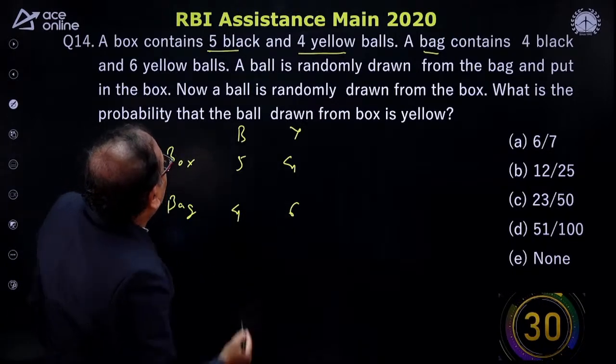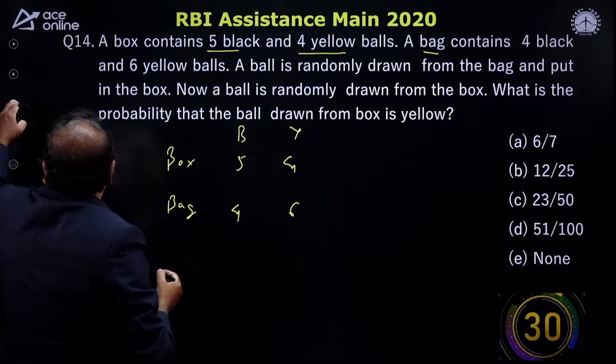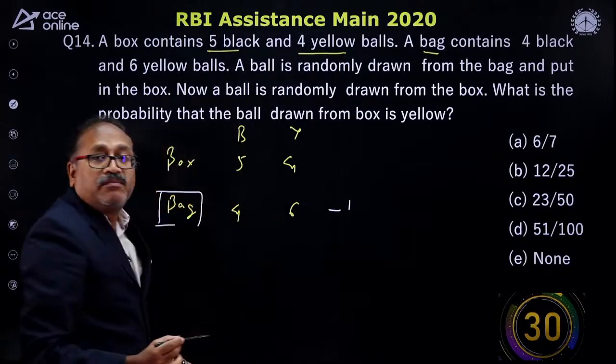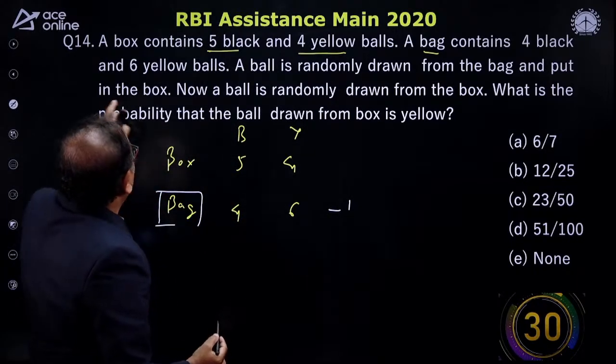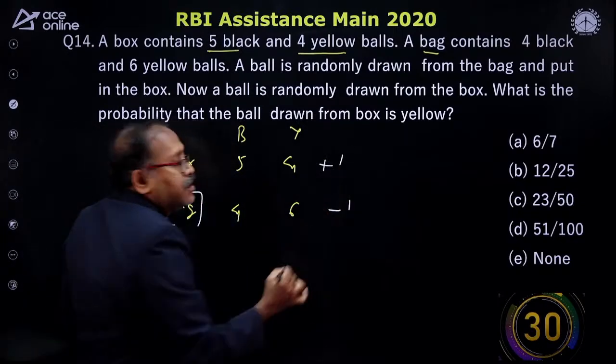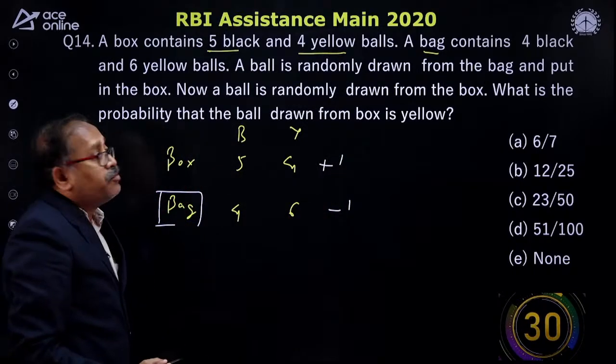Now, a ball is randomly drawn from a bag. So this is the bag. From this bag, you are randomly drawing one ball and putting it in the box. So you are removing one ball from here and adding it to the box.